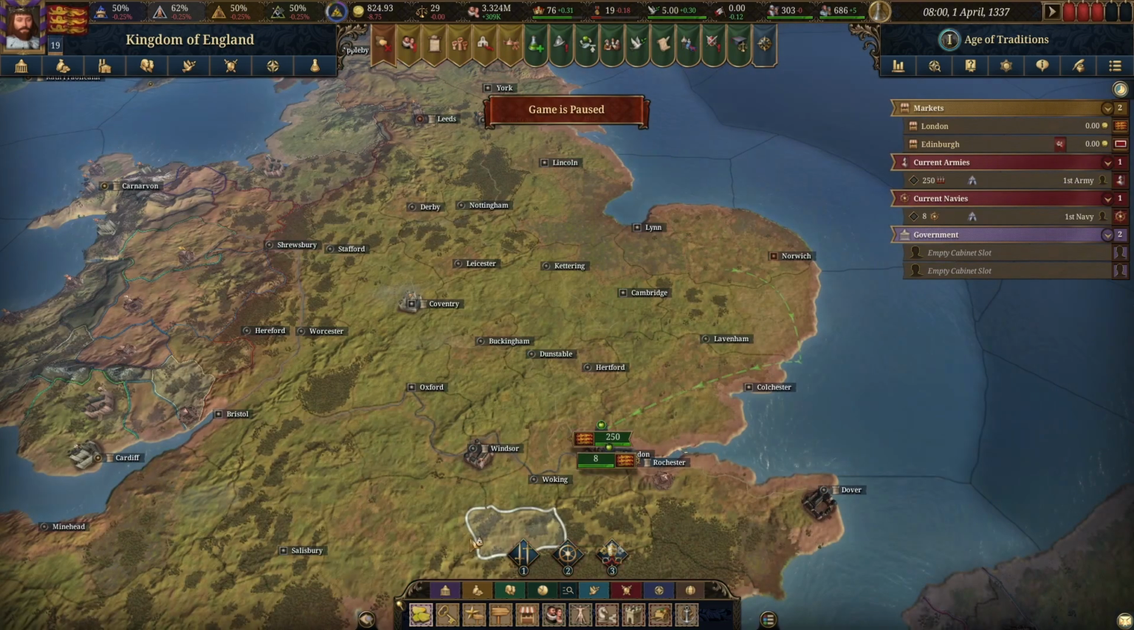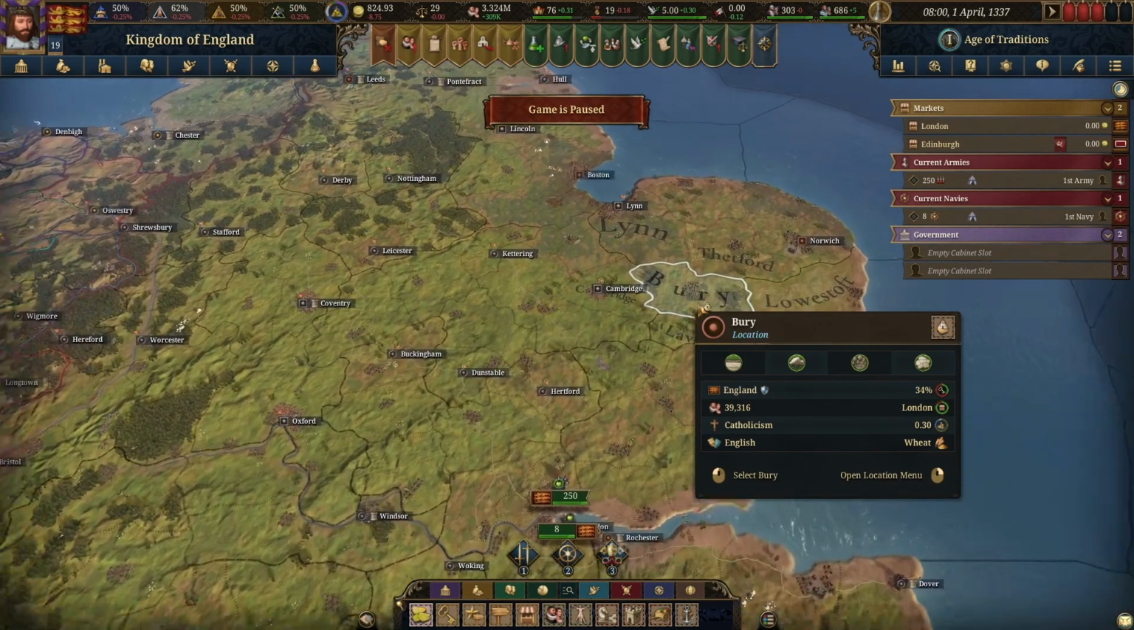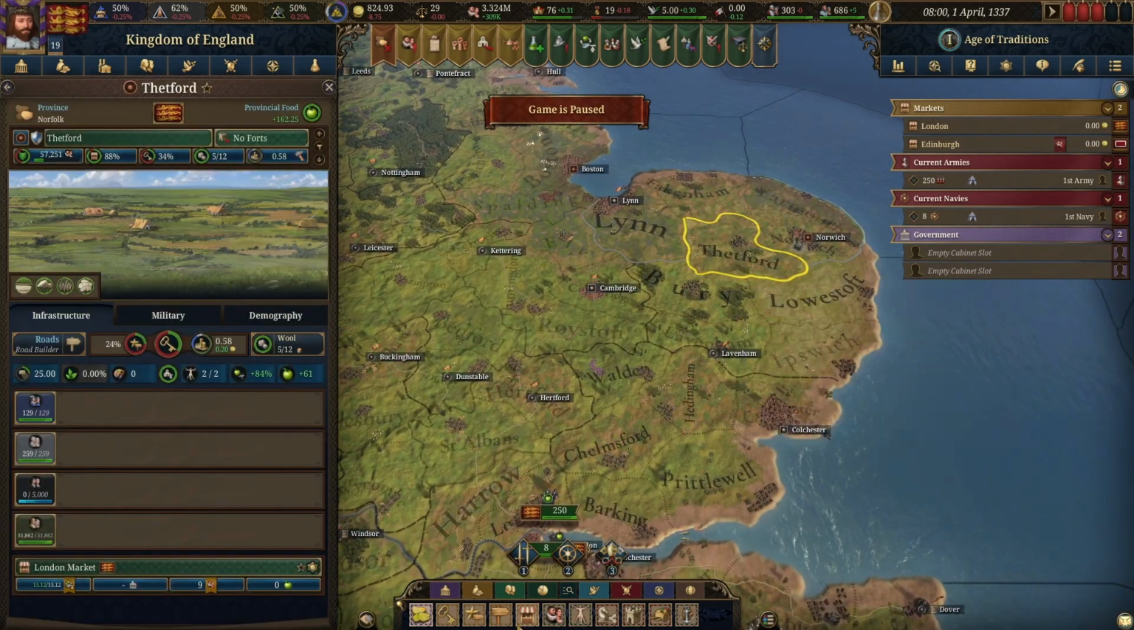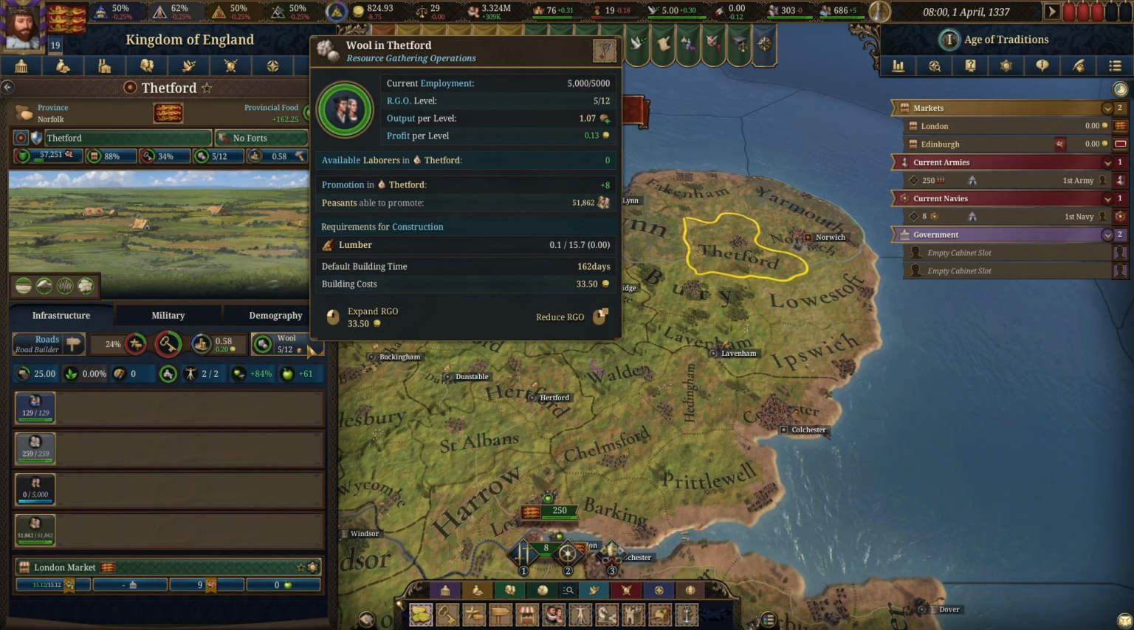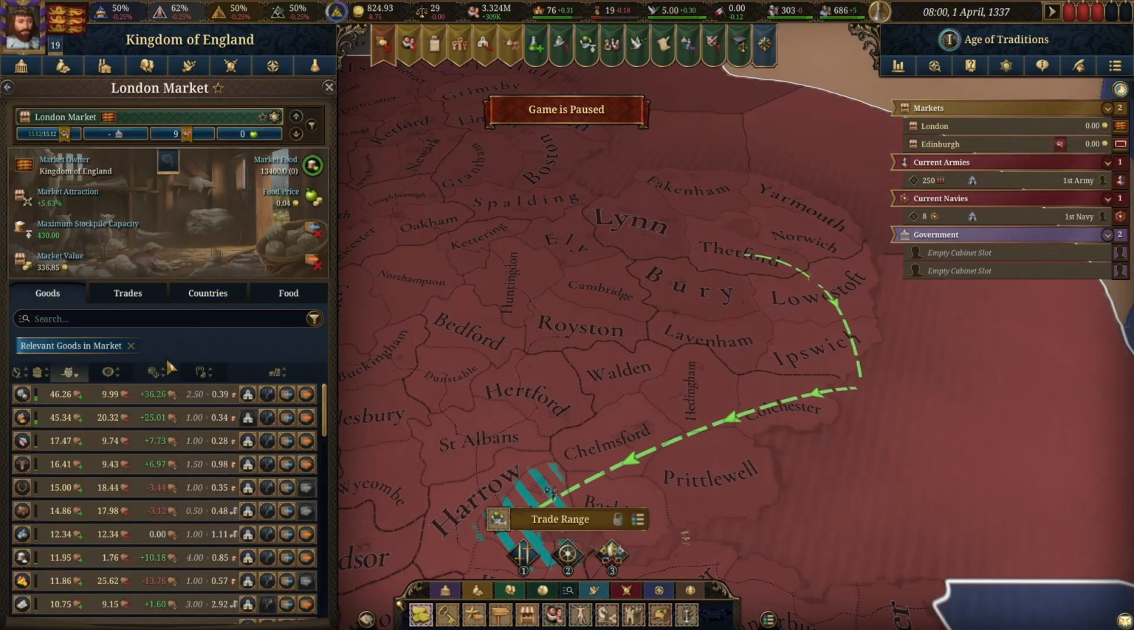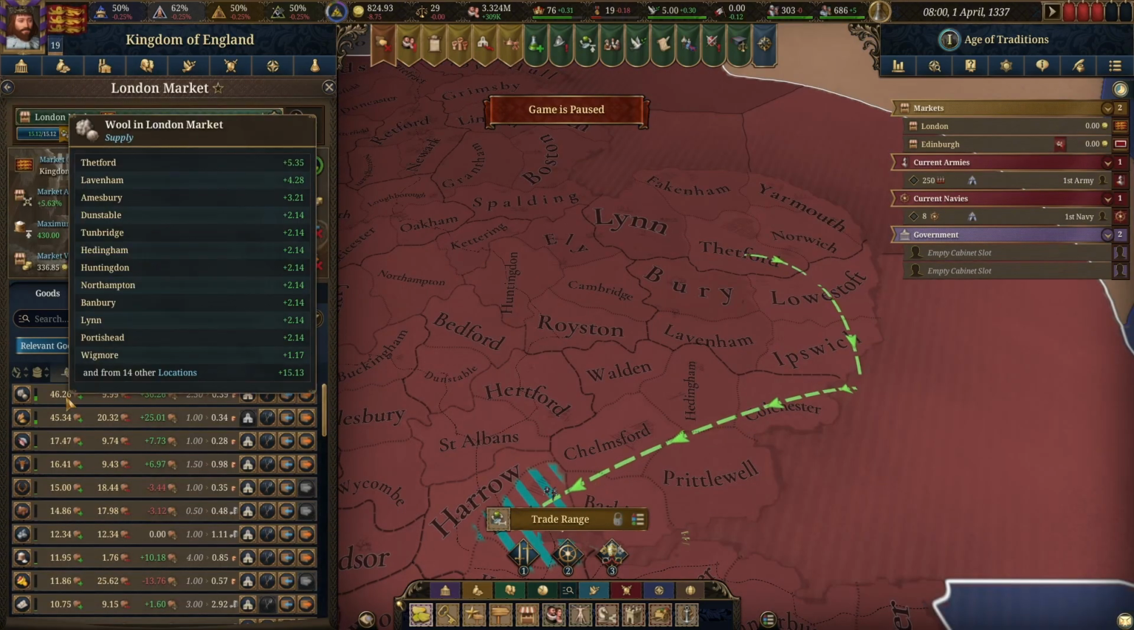And for example, where is Thetford? Right here. Because Thetford is producing wool, we can see that each level of resource upgrade produces 1.07 wool times 5 buildings, which gives us the total output. Again, we'll return to buildings in the next video. So let's go back to the London market, and we can see that 5.35 supply from Thetford right there.